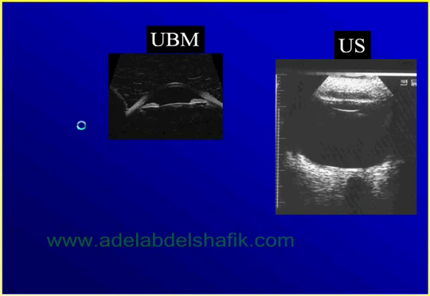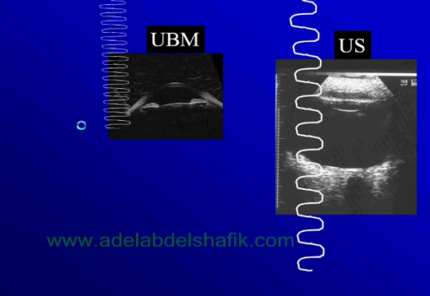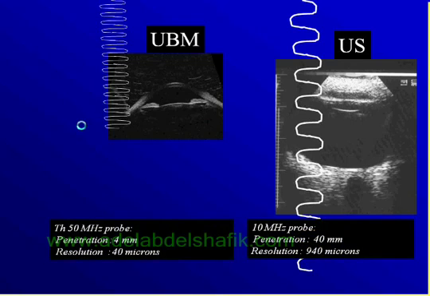This is the difference between ultrasound and UBM, ultrasound biomicroscopy. In ophthalmic ultrasound, we have longer wavelengths, so the penetration is deep. We can go deep up to 4 centimeters. In ultrasound biomicroscopy, the depth is a maximum of 4 millimeters because the frequency is high and the energy is absorbed. This is as far as penetration is concerned.